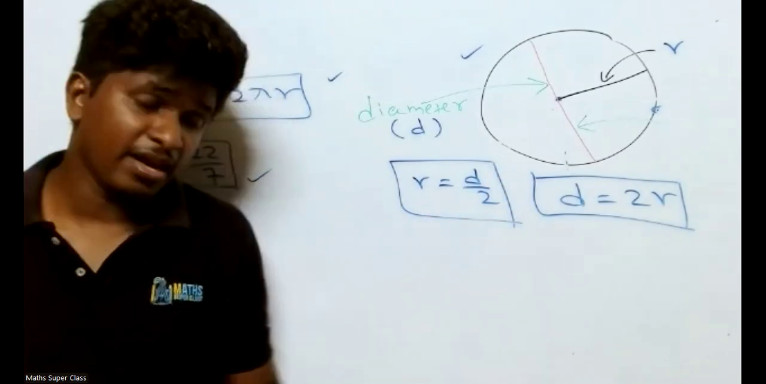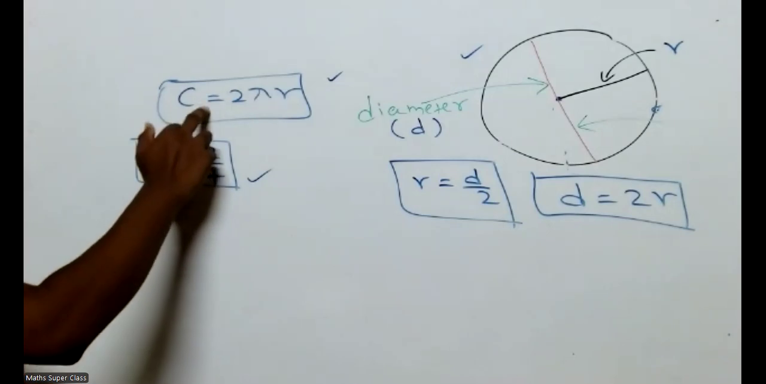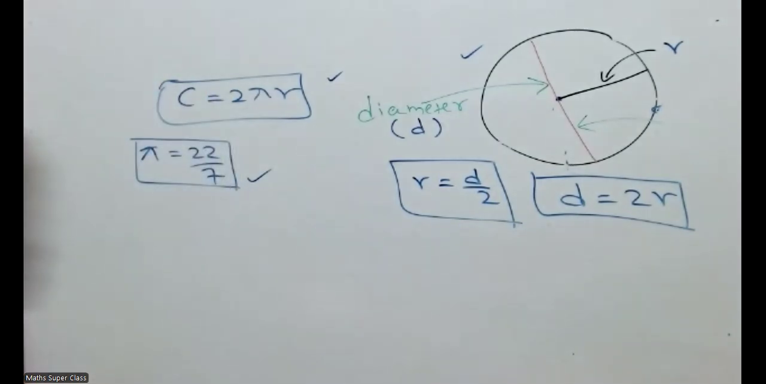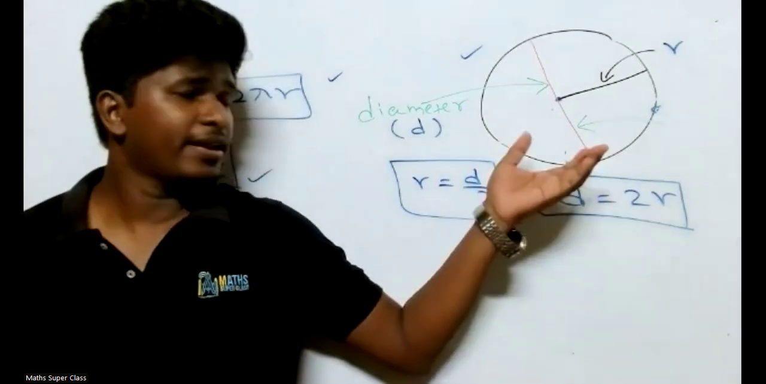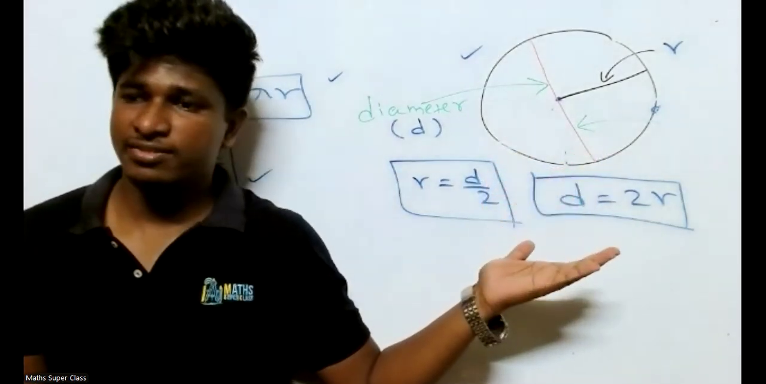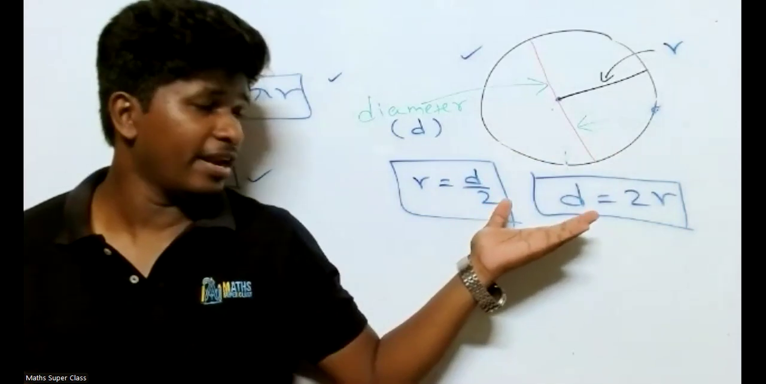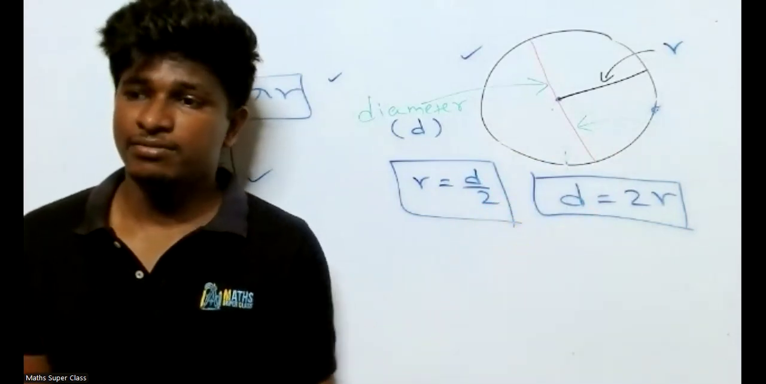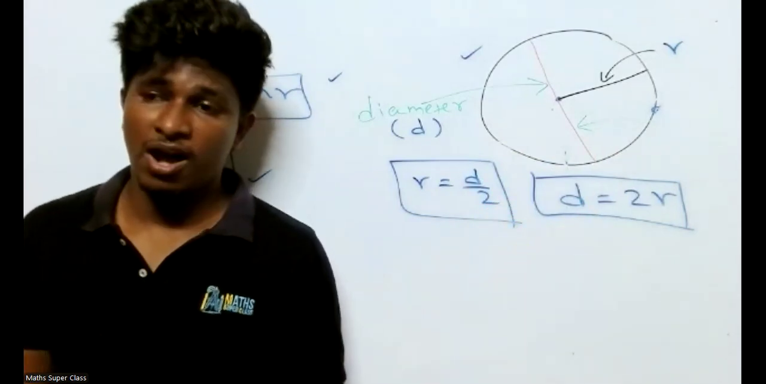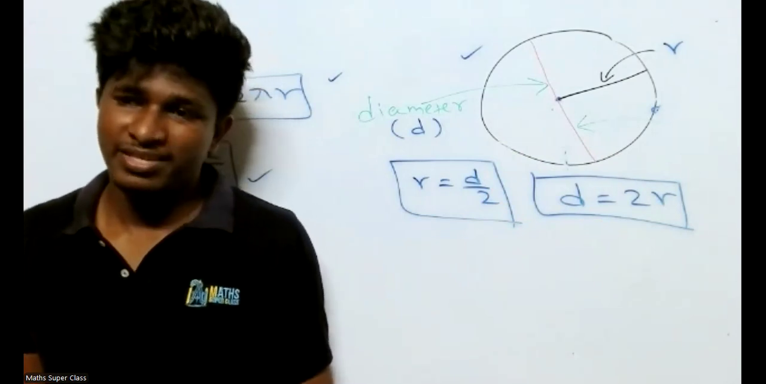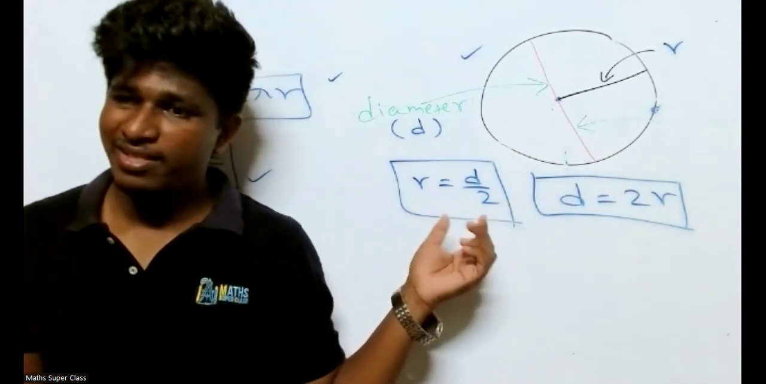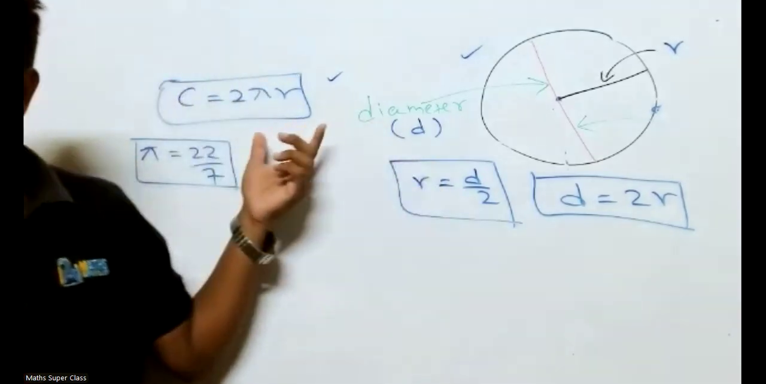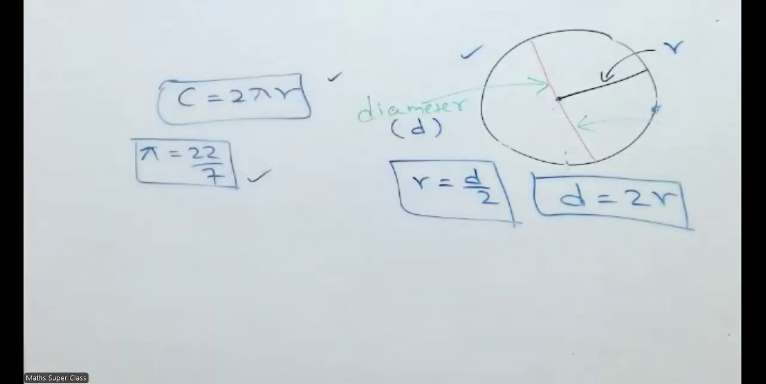Because sometimes we are using C equals 2 pi r. Sometimes in our papers we will not get r, but we will have data for the diameter, d. There is no information about r. So what to do? We just have to divide by 2. D divided by 2, then you can find r, and then you can use this formula.